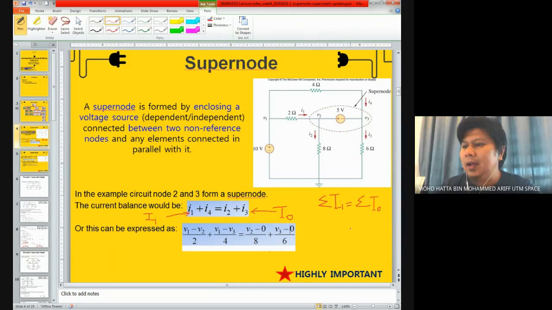Okay, and we remember that for nodal analysis, we try to express our current in terms of voltages. So here, if you look at the next equation, this current is expressed in voltage terms. So for I1, we have V1 minus V2 divided by 2, V1 minus V3 divided by 4 for I4, and so on.